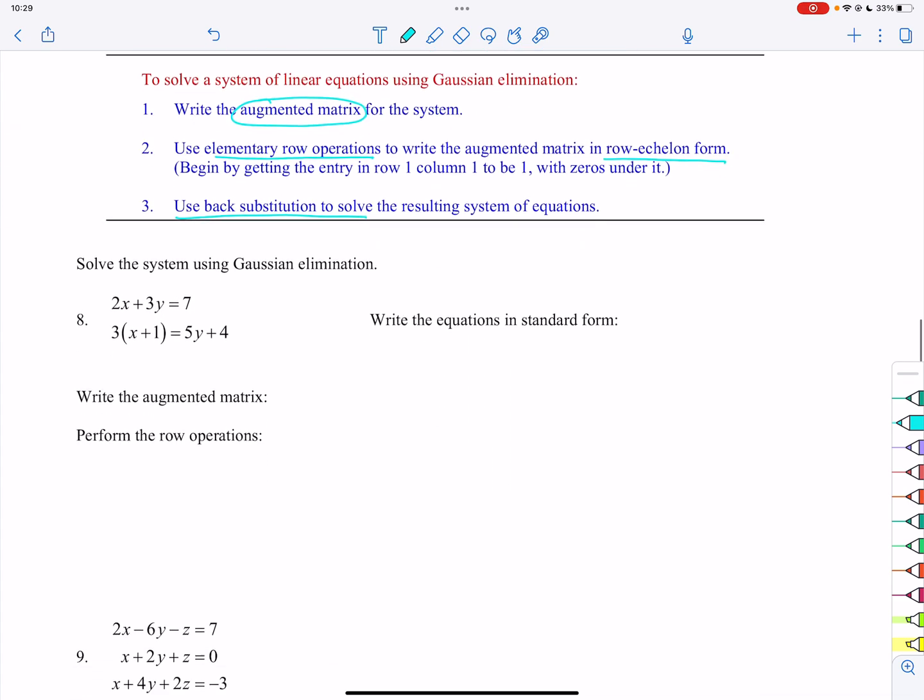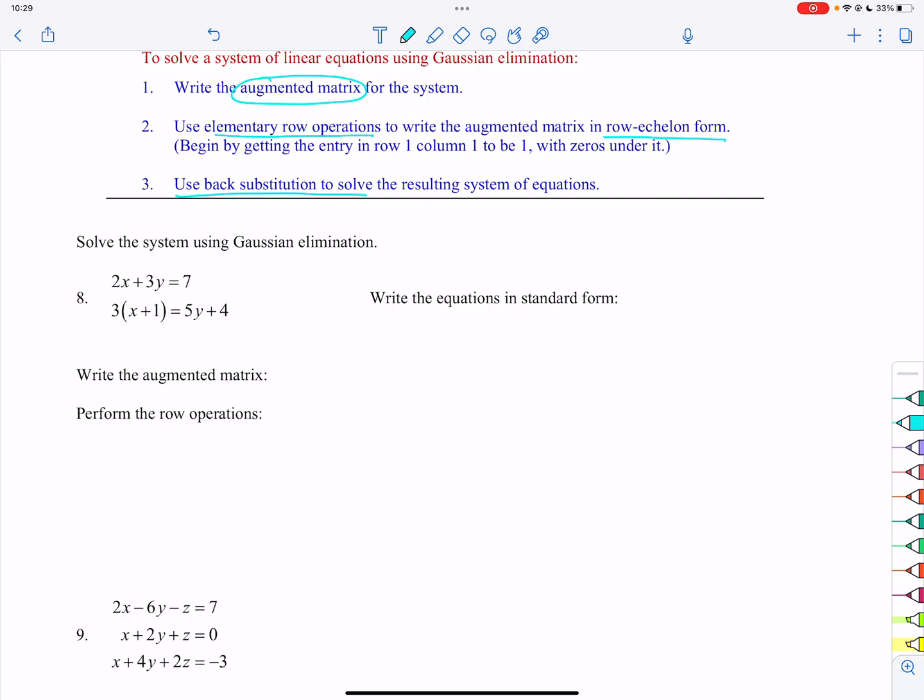So we are going to begin using Gaussian elimination, and let's first write our augmented matrix here. We have 3x plus 3 equals 5y plus 4. So that is now 3x minus 5y equals 1. Now we can go ahead and write this augmented matrix. So we have a 2, a 3, and a 7.